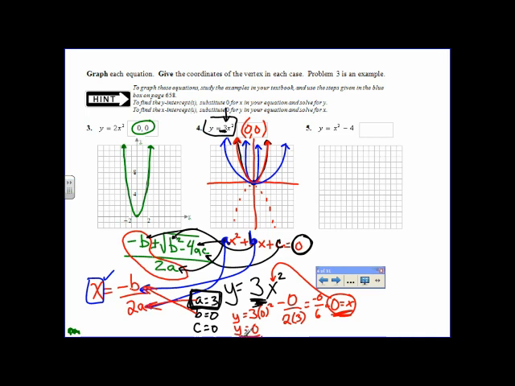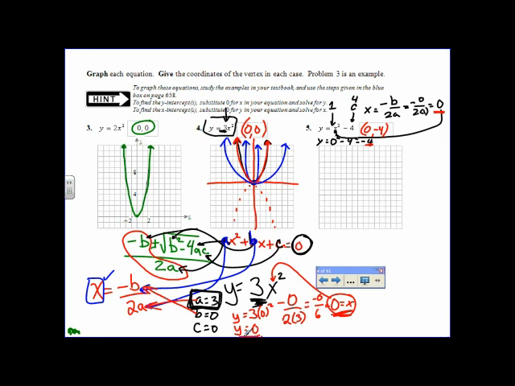Number 5. A is right here. It's 1. There is no B. This is C, 4. So I'm going to plug it into this formula, negative B over 2 times A. So it's negative 0 over 2 times 1, which is 0. That's x. So I take this 0 and plug it in here, which is 0 squared minus 4. That equals y, which is negative 4. So my coordinate for the vertex is 0, negative 4. 0 for the x, negative 4 for the y.